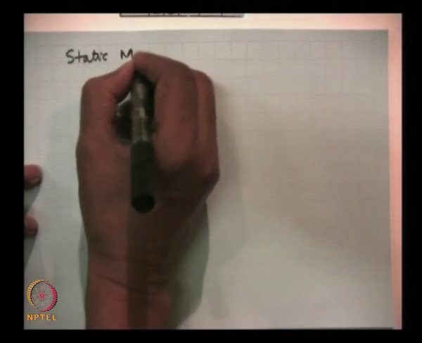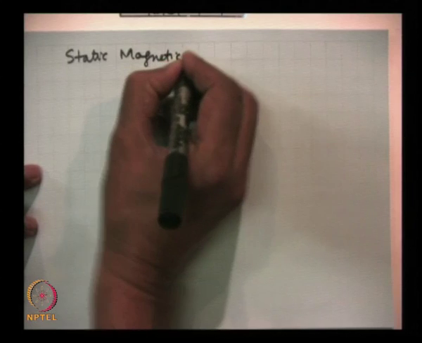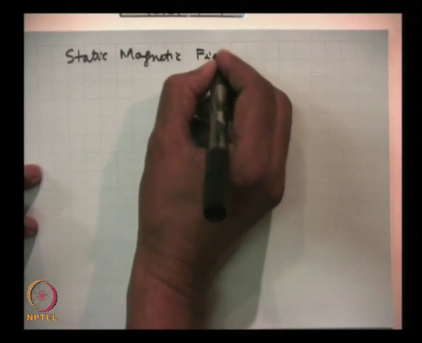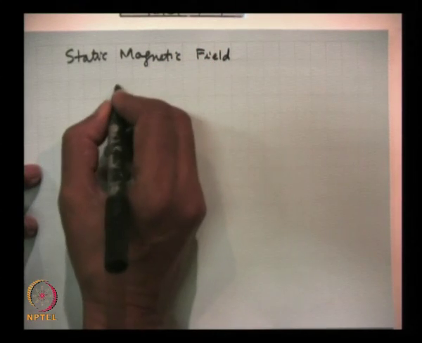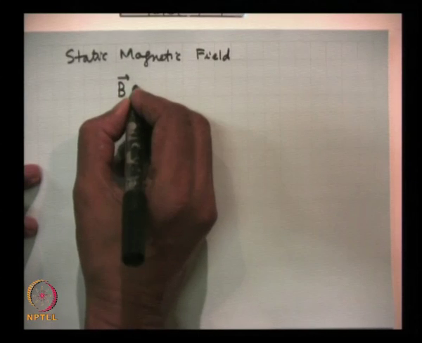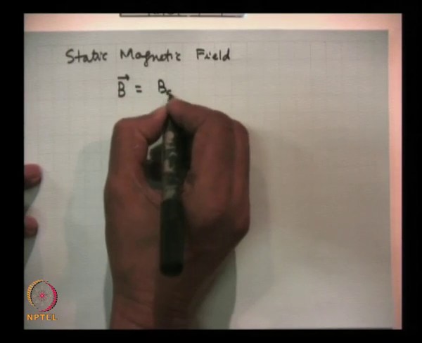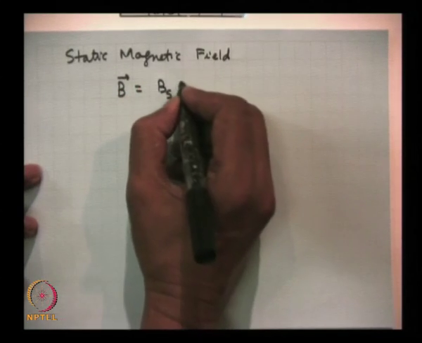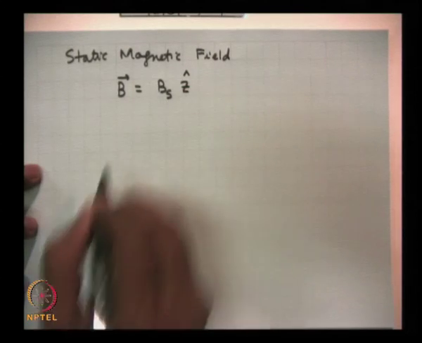A static magnetic field in the easiest form can be written as B static, which is independent of position and time, and let us suppose the direction I choose to be in the z direction.